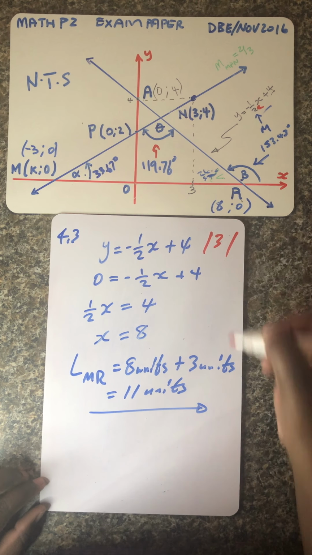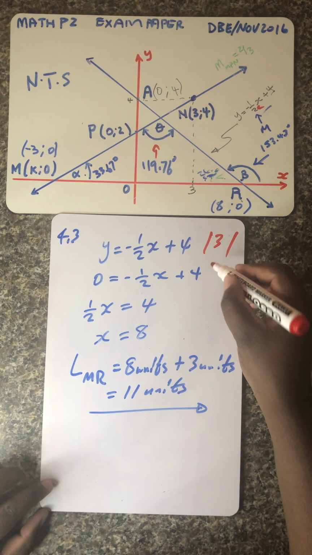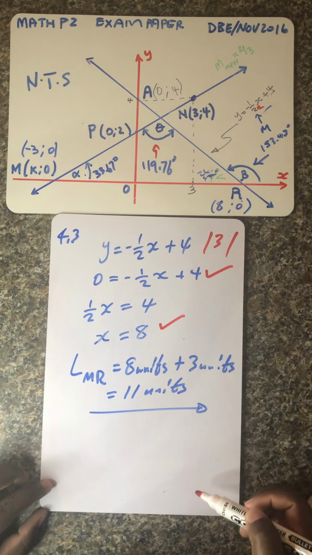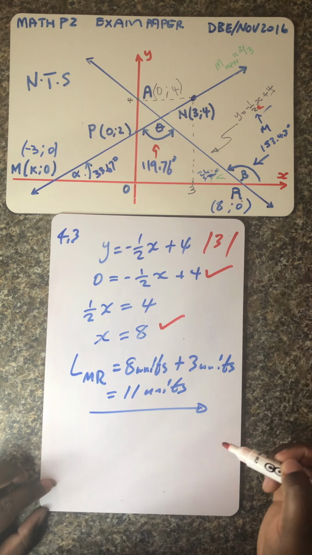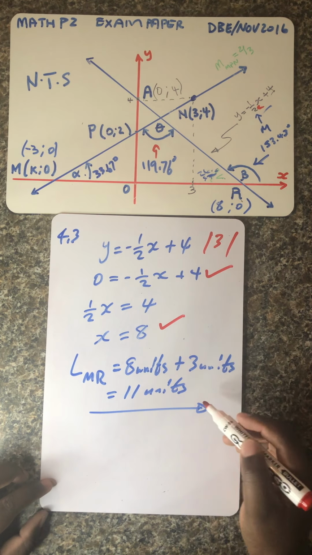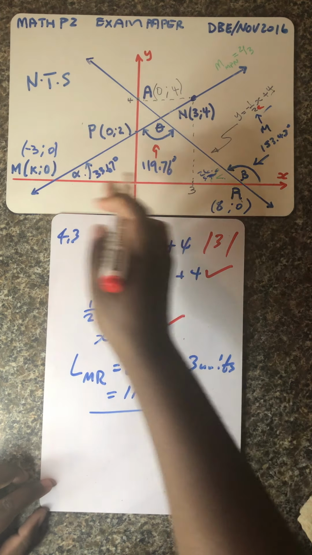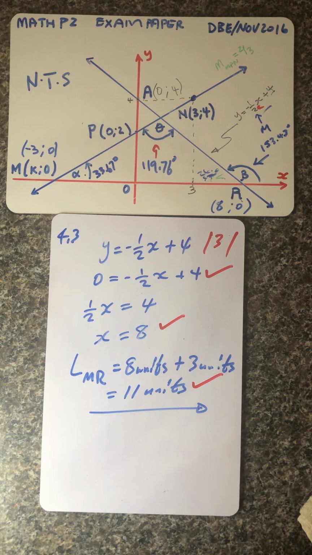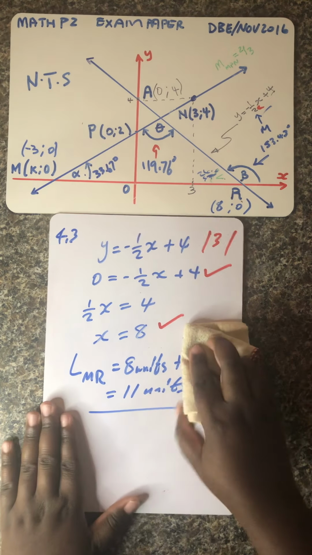Just notice it was allocated 3 marks. So we can give you a mark for just equating to 0. We can also give you a mark for being able to calculate the x coordinate at that point, and again for adding these two lengths, then we give you a mark. So this is how you score your 3 marks. So now, guys, let's move to the last question.